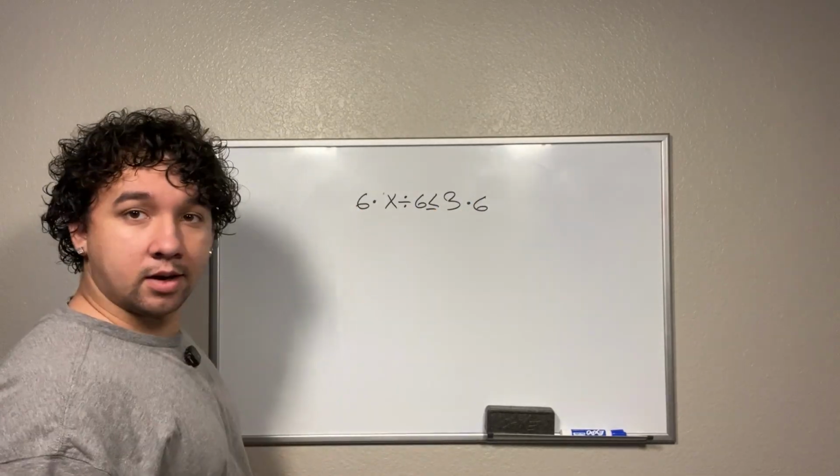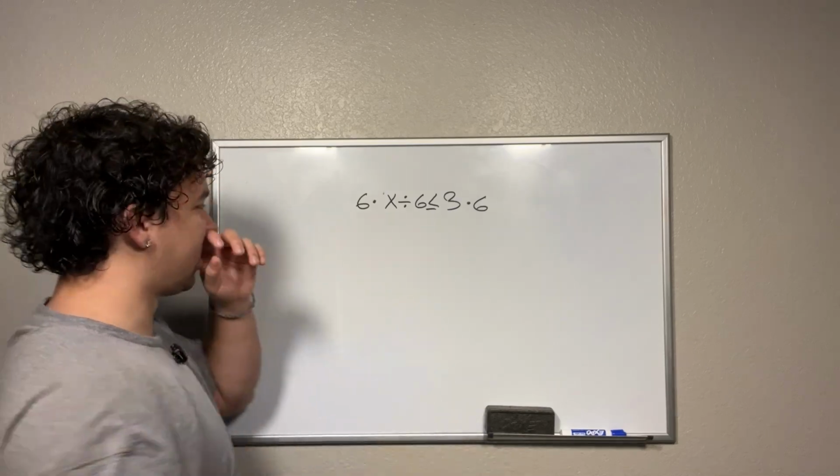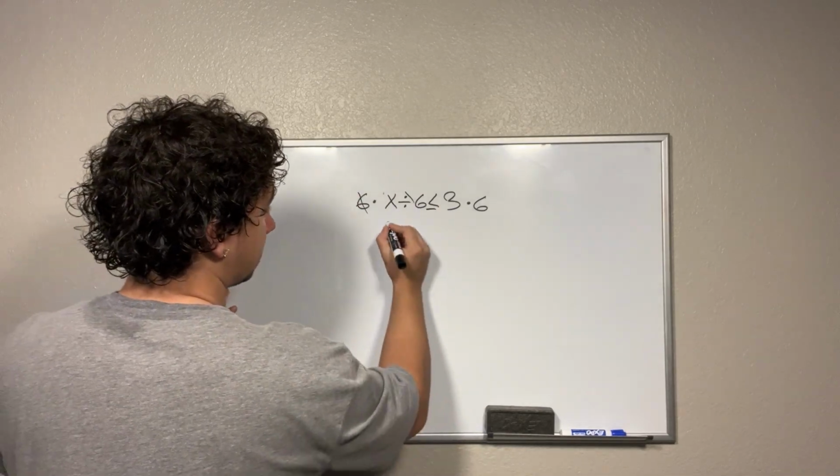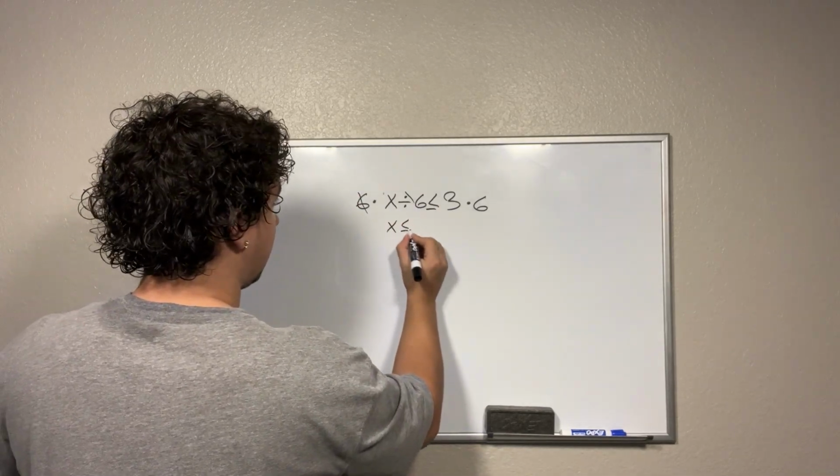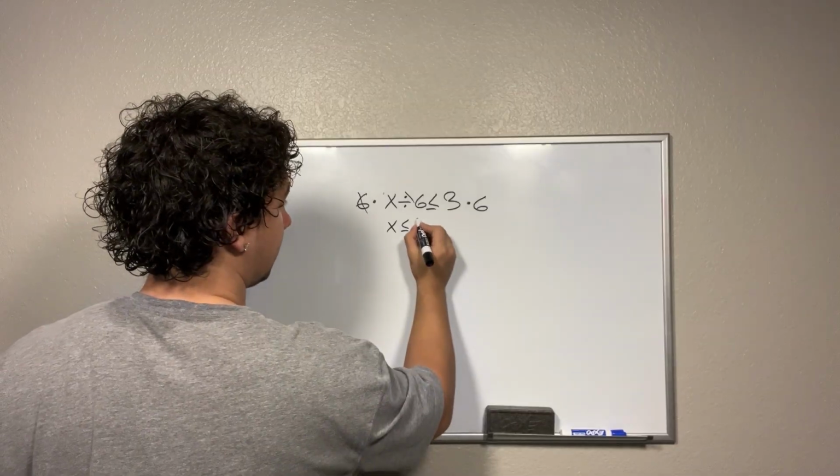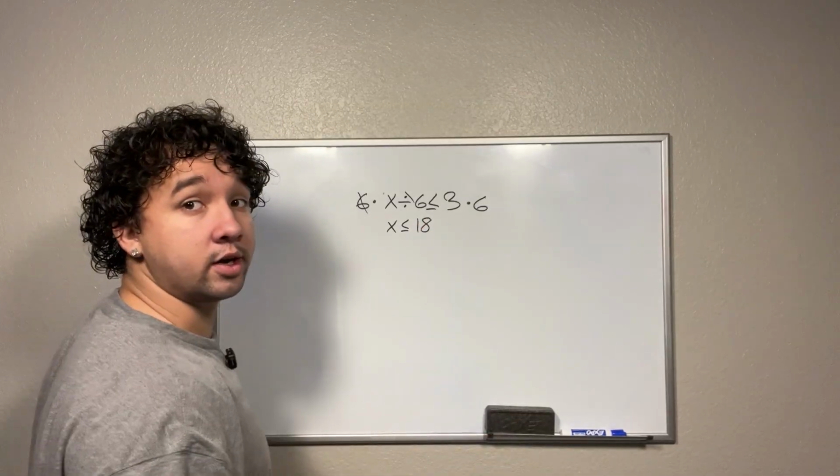Multiplication and division of the same number, that's like yin and yang. They're going to be canceling each other out here, so this is just going to cancel out, just giving me x. And in this case, 3 times 6 is going to be 18. So x is less than or equal to 18.